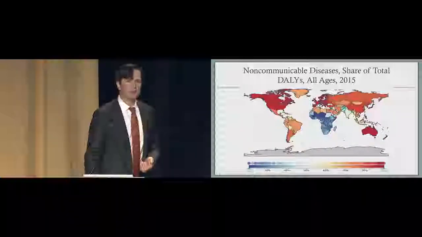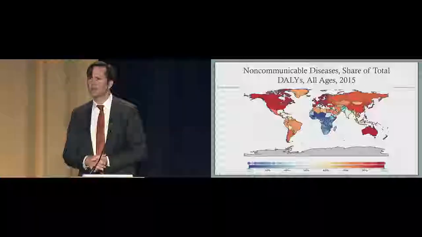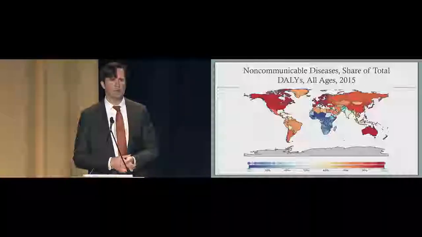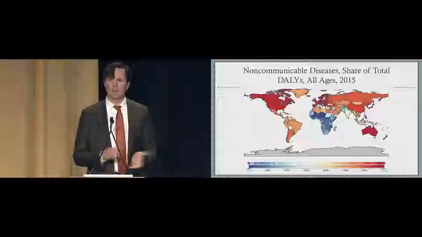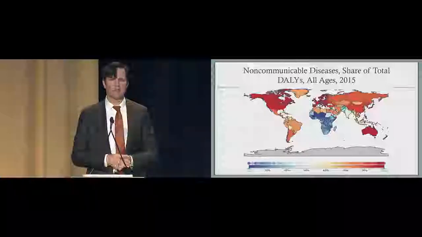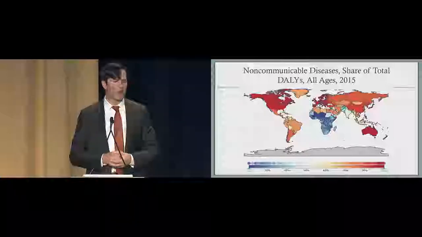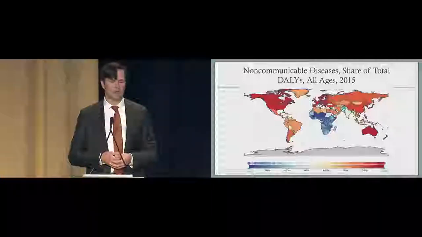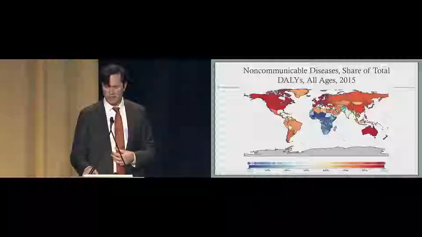So non-communicable diseases now represent the majority of death and disability in low and middle income countries, 54% in 2015, according to the Institute for Health Metrics and Evaluation. And this gives you a sense of the regional distribution. So for every region of the world other than sub-Saharan Africa, non-communicable diseases represent the majority. But if you look at parts of sub-Saharan Africa, particularly South Africa, Madagascar, countries like that, it represents in the mid to high 40 ranges now. And we expect non-communicable diseases to represent the bulk of the health burden in sub-Saharan Africa by 2030, if not earlier.